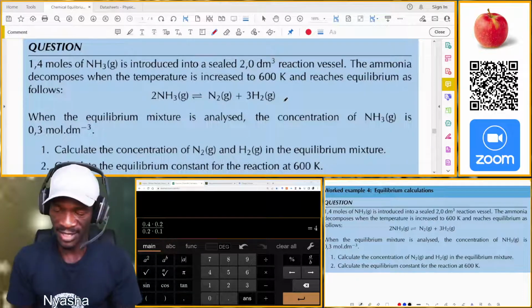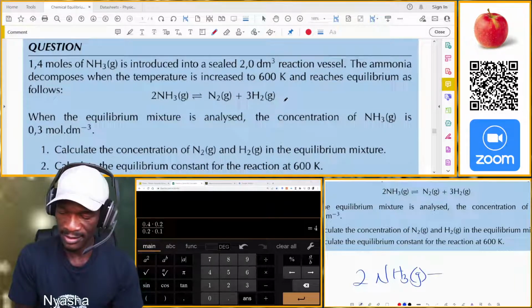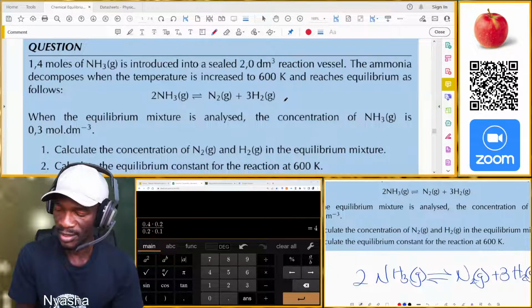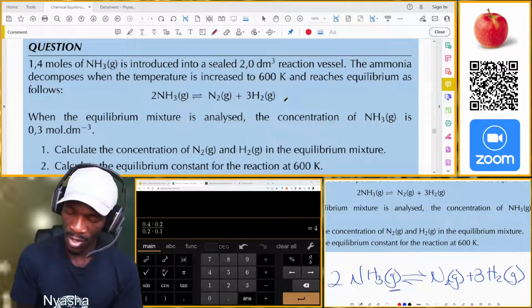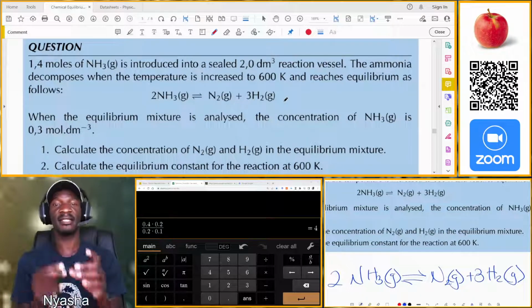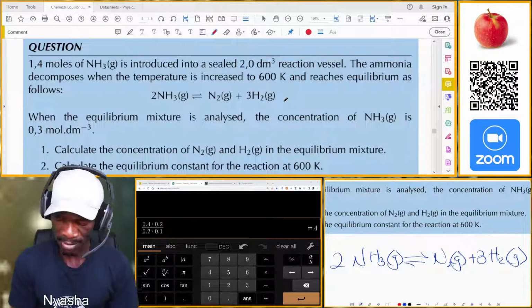The chemical reaction is already given, so let's check if it's balanced. I'll rewrite it here: 2NH3 gas is in chemical equilibrium with N2 gas plus 3H2 gas. So this is our chemical reaction. Number one, all our participants are in the gas state, so we are happy. Number two, is the chemical reaction balanced?